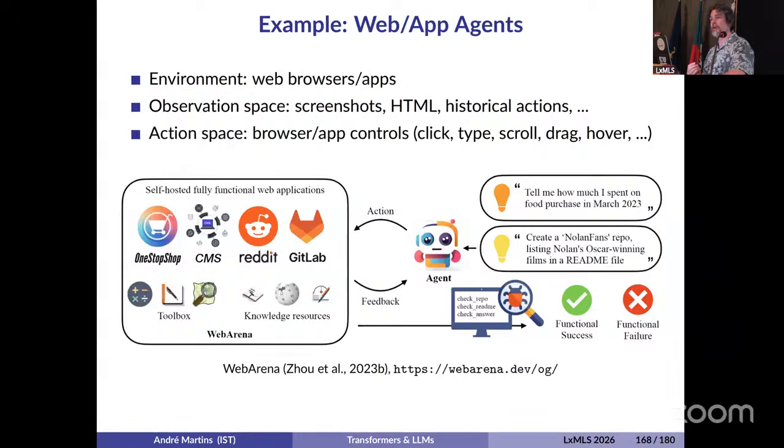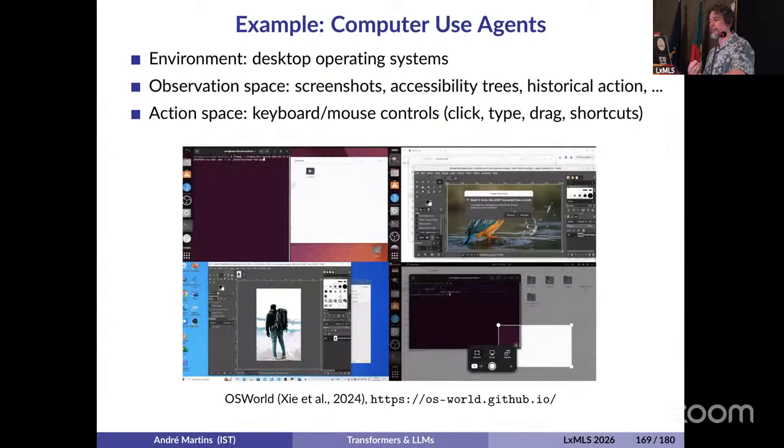If you are in the space of web agents or app agents, then the environment is browsers or apps. The observation space can be screenshots of what is showing on the screen, maybe the HTML code of a page, historical actions that you have performed. The action space could be clicking a button, typing something in a box, scrolling, and whatnot. If you are dealing with computer use agents, then the environment is the desktop operating system. The observation space can be, again, screenshots and a bunch of other things. And the actions are keyboard or mouse controls.